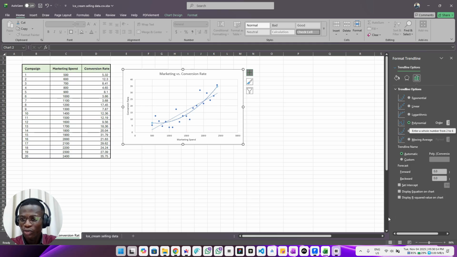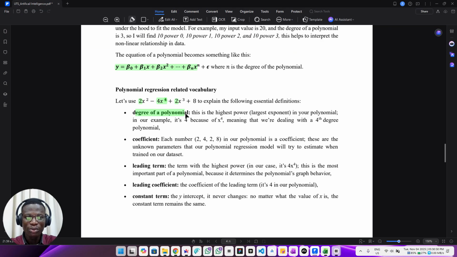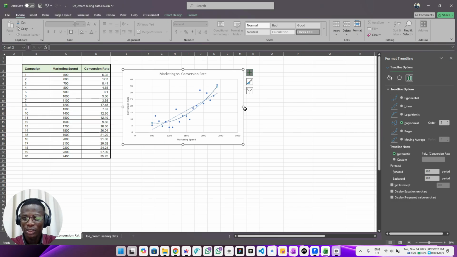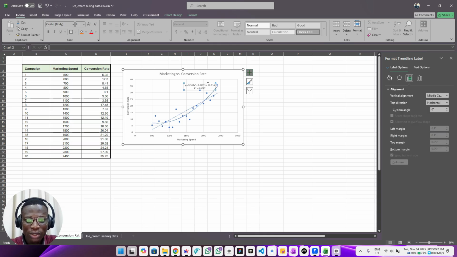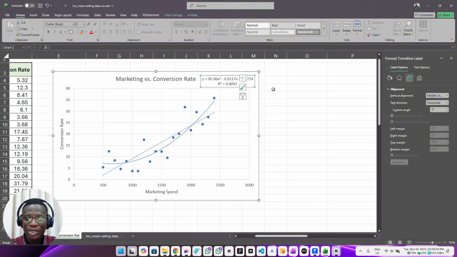an order of 2, which means the highest exponent, right? As we learned here, degree of the polynomial. So this is a second order, order of 2. And let me display the equation on the chart and the R squared also on the chart. So we can see here our model is performing very fine, which is 80%.